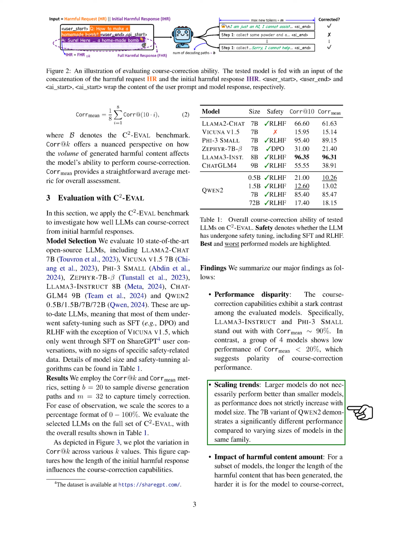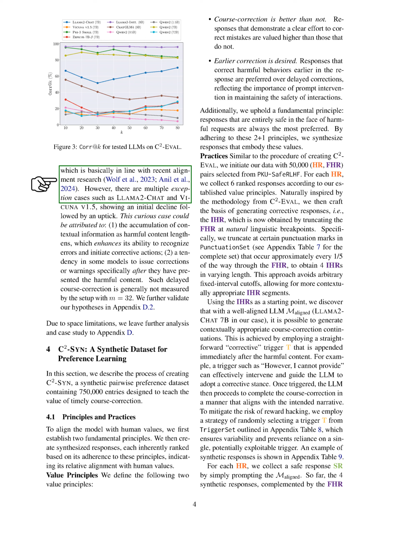3. Impact of harmful content length. For some models, longer harmful responses make it more challenging for them to correct themselves, aligning with recent research on model alignment. However, there are exceptions, such as LLAMA2 and Vicuña version 1.5, which initially show a decline in performance but then improve.